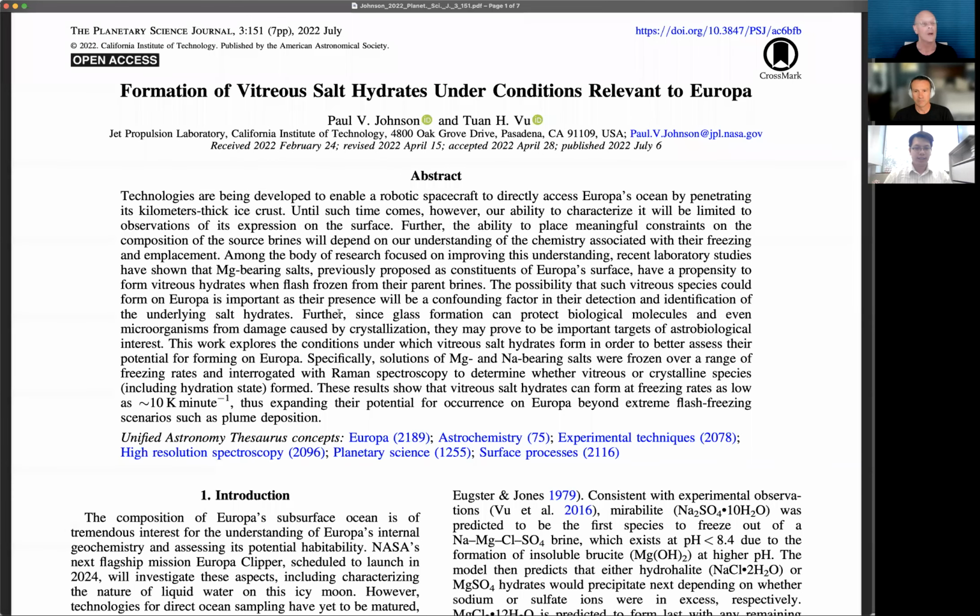And that is going to bring us to this very awesome Planetary Science Journal paper. It's open access, people, so go grab a copy for free. Formation of vitreous salt hydrates under conditions relevant to Europa. And Paul and Tuan, take us away.